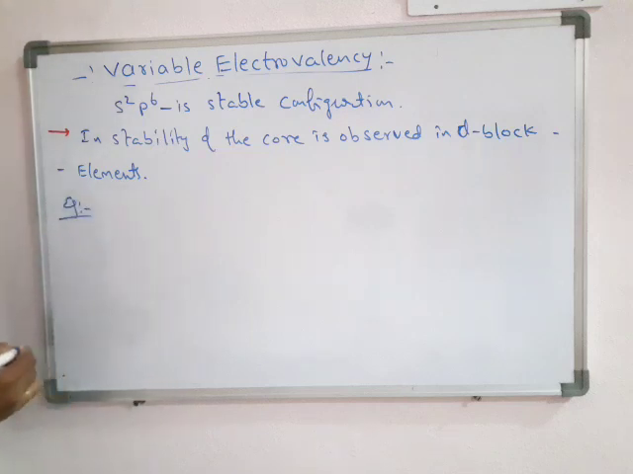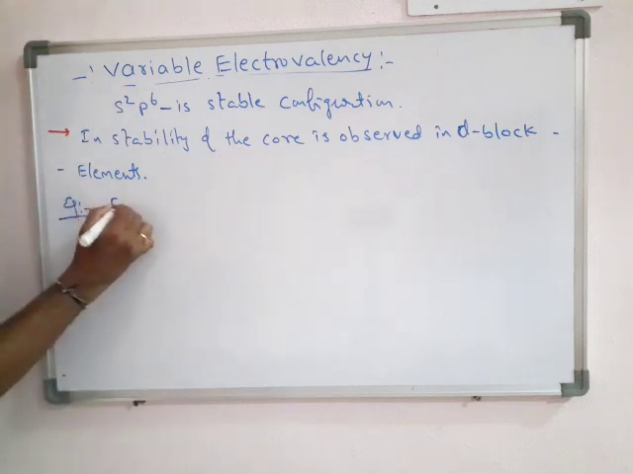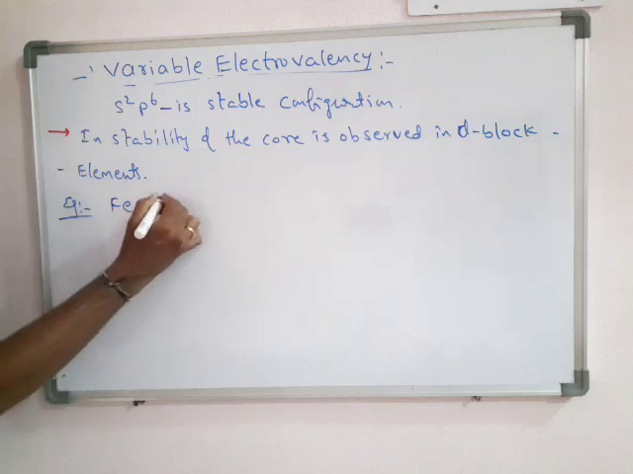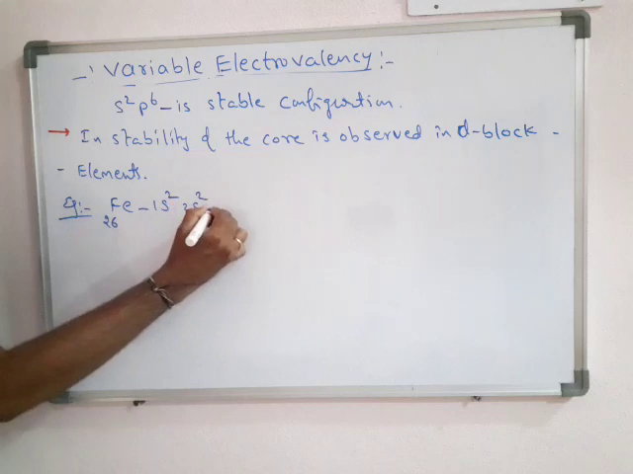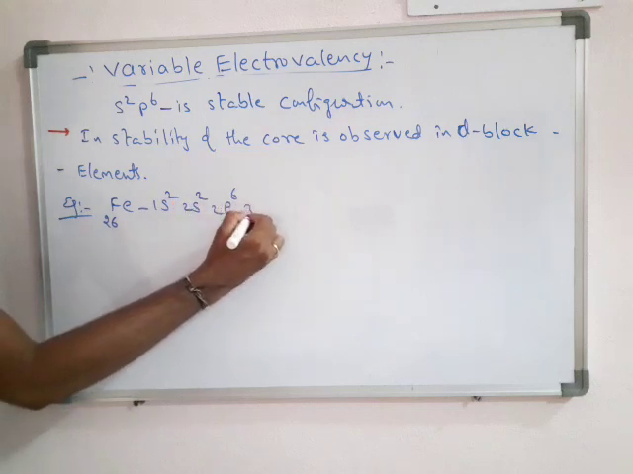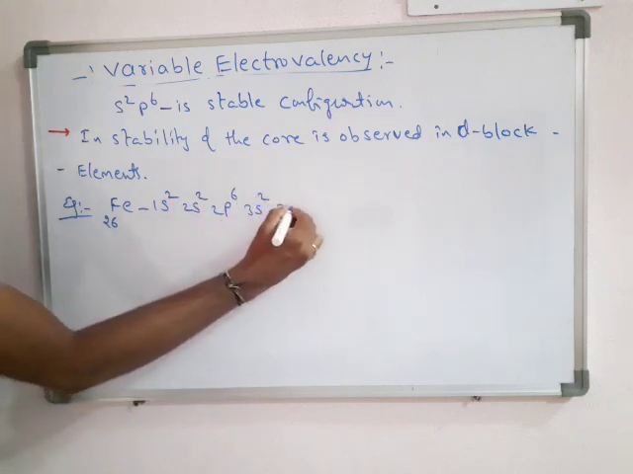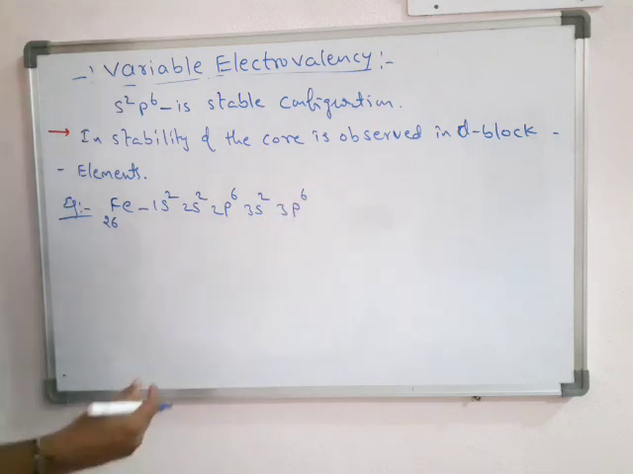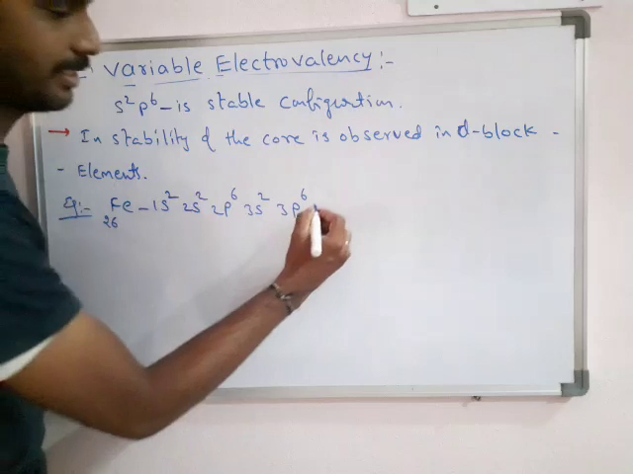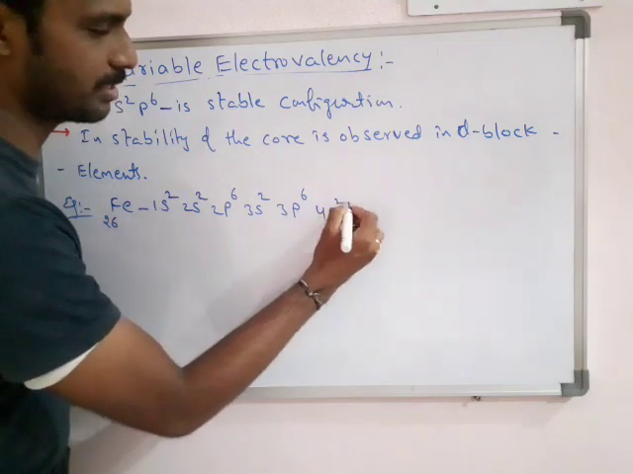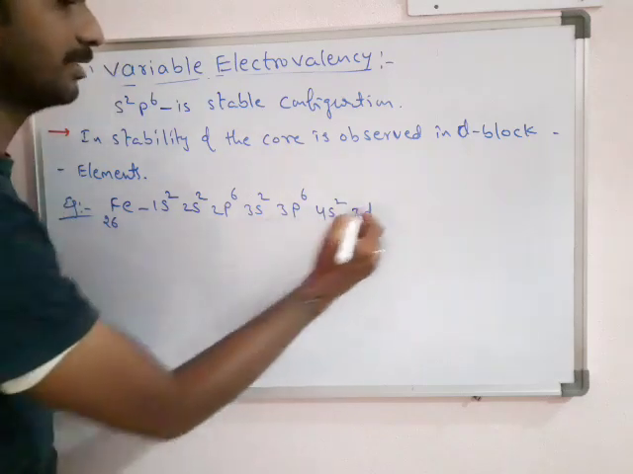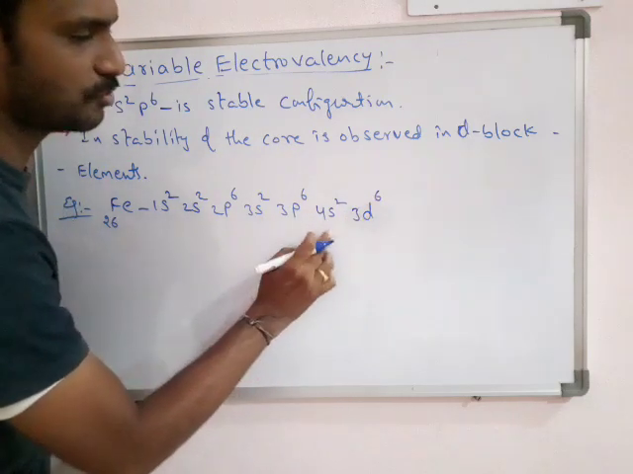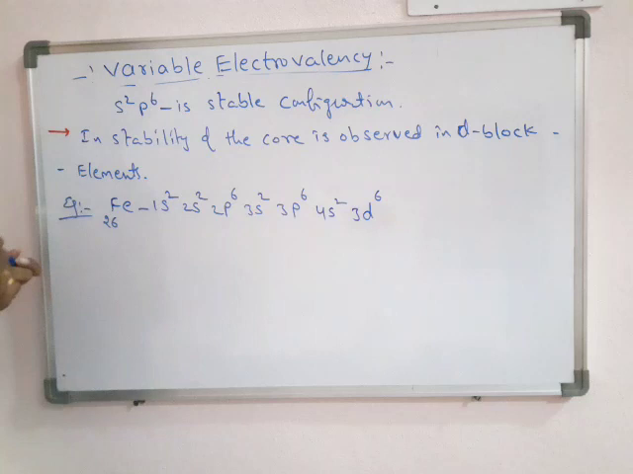Examples are very important here. What is the iron configuration? That is 26: 1s2 2s2 2p6 3s2 3p6. Write 4s2 3d6; there is no problem in writing it. So iron 26 can be written as 3d6 4s2, no doubt in it.